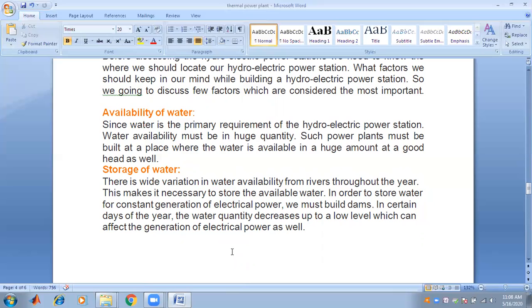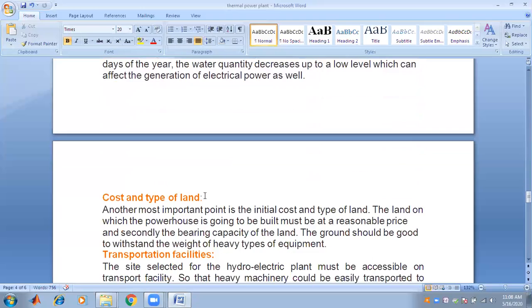On certain days of the year, the water quantity decreases to a low level, which can affect the generation of electric power as well. So again, for the construction of the dams, the site that we choose at the top of the hills to store the water, or in order to maintain the flow of the water, those selections are very important. Again, I am repeating, generation of the power is there to meet the load demand, but the main factor is how economically we can generate the power to meet our consumers.